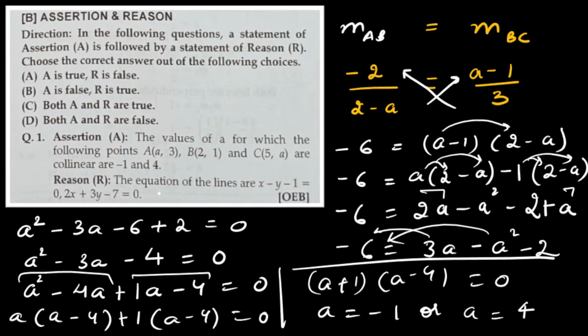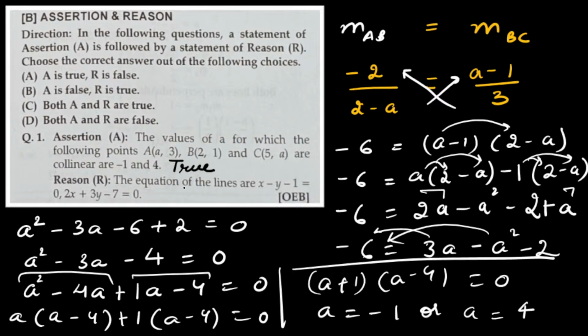So that's what they have also given. A is equal to minus 1 or A is equal to 4. Same thing, it's given to us in the assertion statement. So that means assertion A is true.